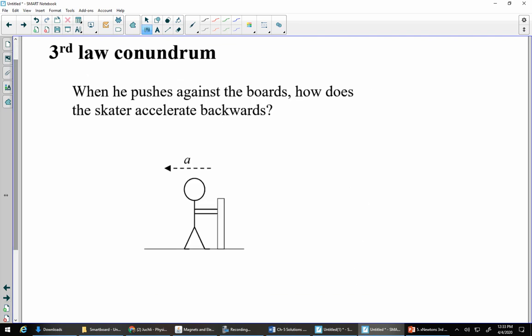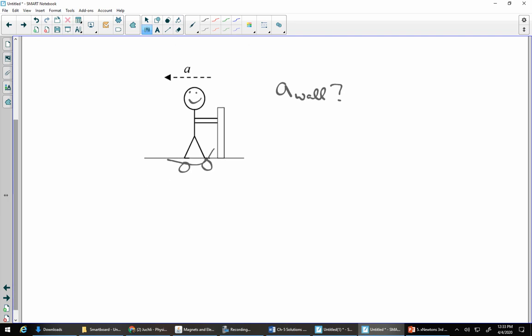So here's a bit of a conundrum for you. You're standing on a skateboard again, just like that girl was in the first one. It's a pretty crummy skateboard, but you push on a wall and you accelerate backwards. You accelerate one way. Does the wall accelerate? We kind of already mentioned this in our very last lesson.